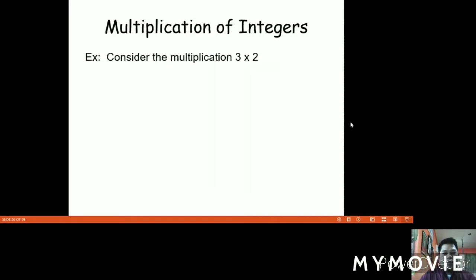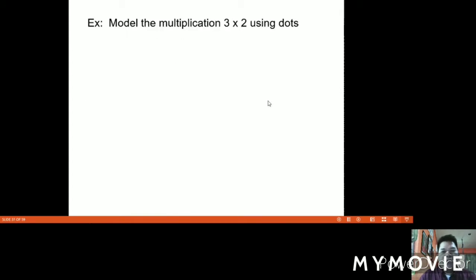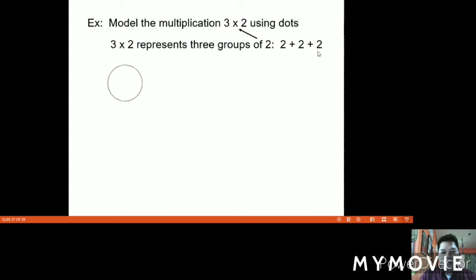So let's now proceed to multiplication of integers. Consider the multiplication 3 times 2. The answer to the multiplication is how many 3 groups of 2 make. So that is the repeated addition. To model the multiplication 3 times 2 using dots, 3 times 2 represents 3 groups of 2. That is 2 plus 2 plus 2.